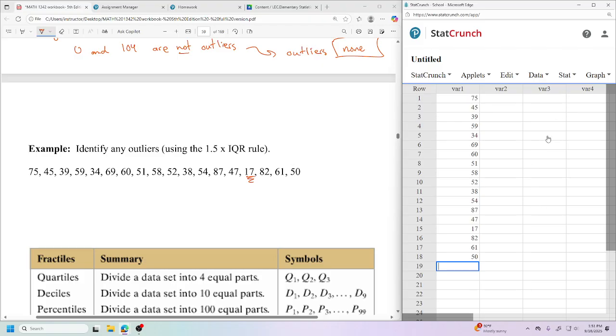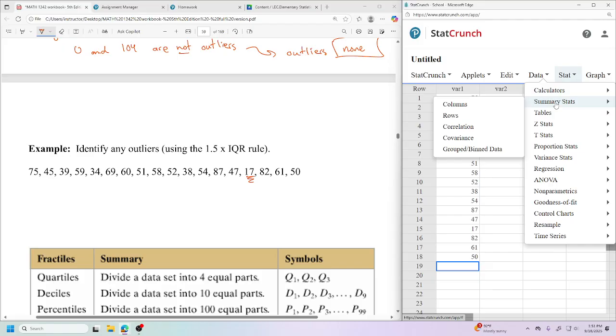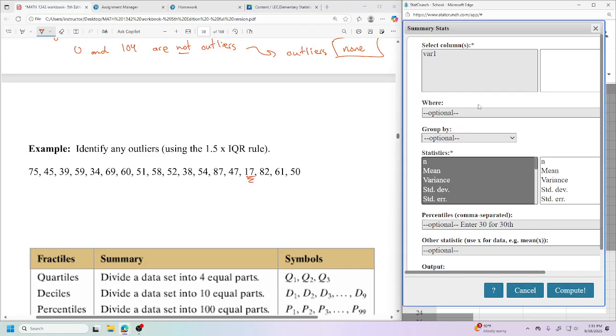So where do I get all these cool numbers? We've already seen this before. Stat, summary stats, and this time columns again. The reason why is because I only have one column. One column, columns. Cool with that? I'm going to do it. Click the var1.